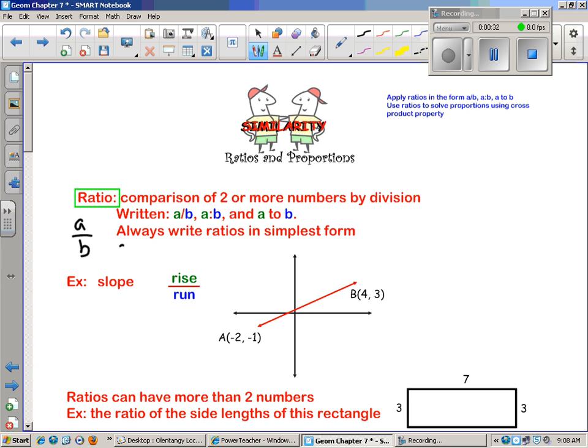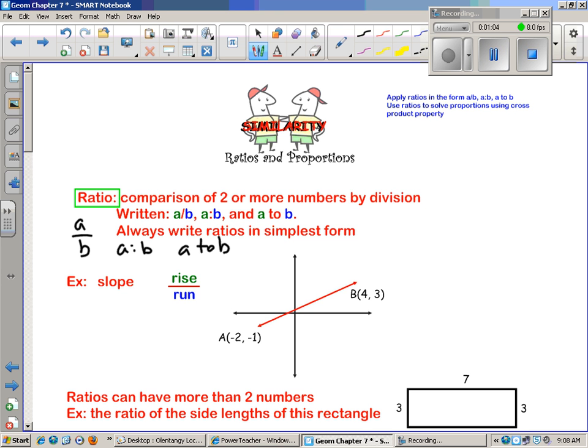You can write it with a colon, or you can write it with the word "to." So basically, if you have it either of these two ways, usually you just rewrite it this way. The most famous ratio, the one we've been working with over and over and over, is slope. Slope is comparing the rise of a line over the run of a line. We're comparing two numbers by division, so it's just a ratio.